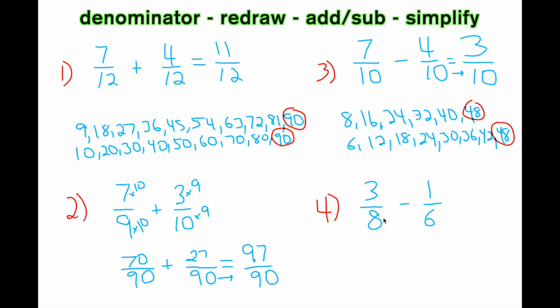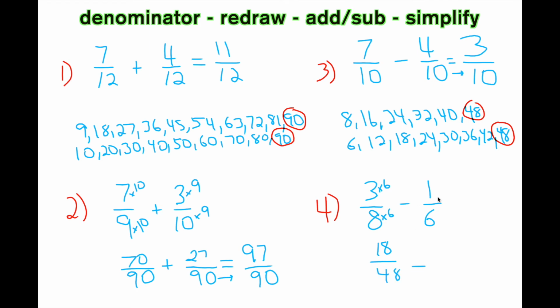Now if we look at our 3/8, in order to make the denominator on the first fraction 48, what do we need to times 8 by? Well, 8 times 6 is 48, and whatever we do to this bottom number, we have to do to this top number. So if the numerator is 3, we're going to need to times that by 6 also. And 6 times 3 is 18. So let's redraw the new fraction and rewrite the problem. 6 times 3 is 18, and 6 times 8 is 48.